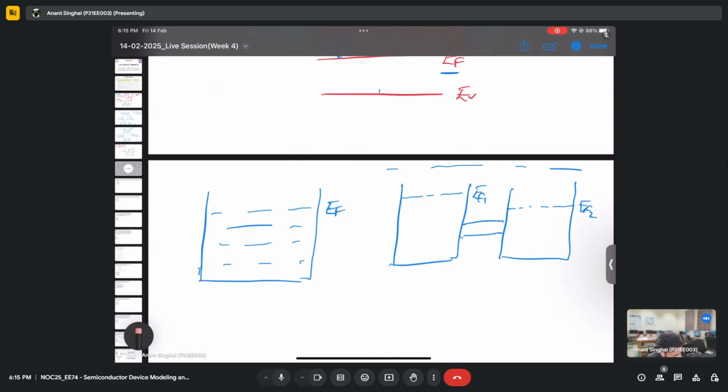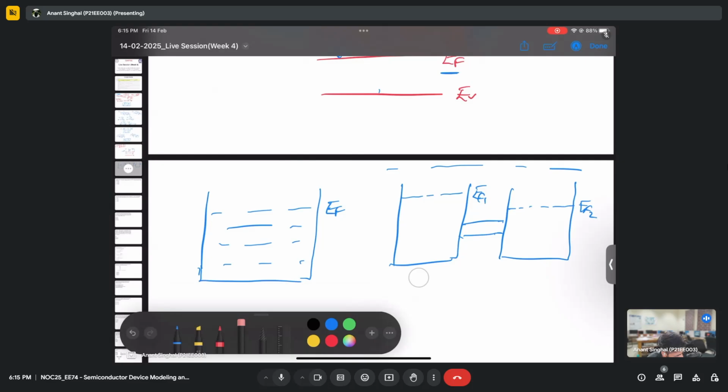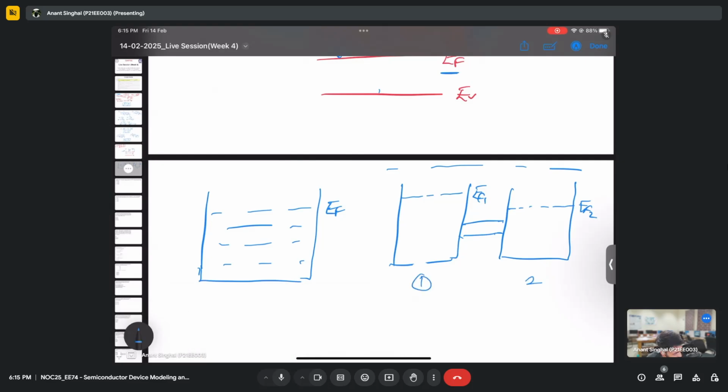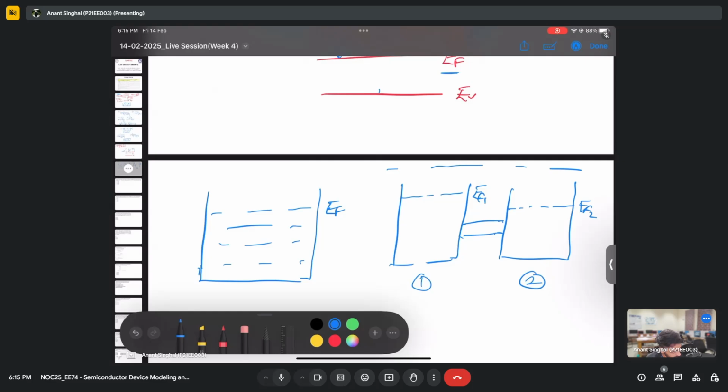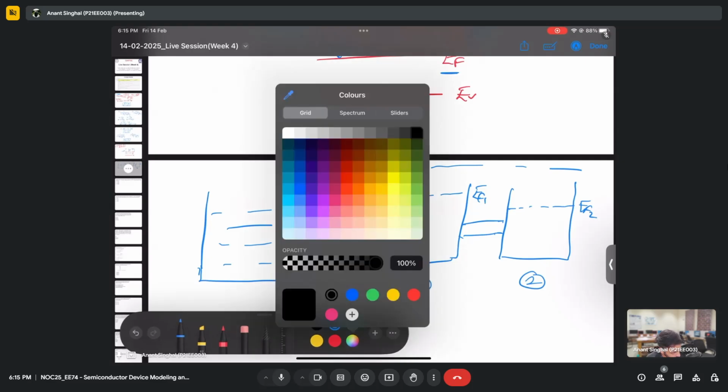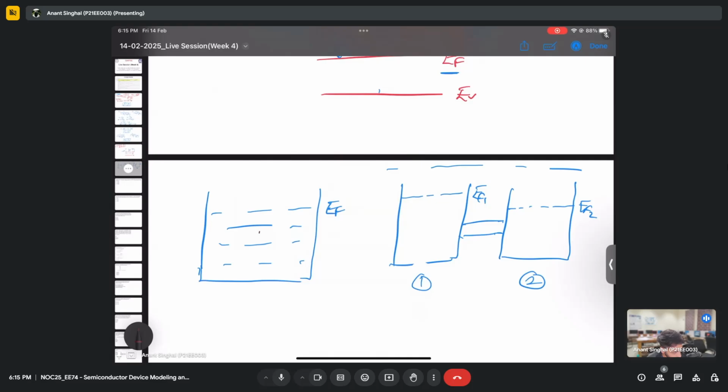Let's say this is bucket 1 and this is bucket 2. How will the water move? From one to two. Yes. If you treat water like an electron, let's say this is Fermi to vacuum, so this will be phi 1, and this is Fermi to vacuum, so this will be phi 2. You see here phi 2 is greater than phi 1, right?